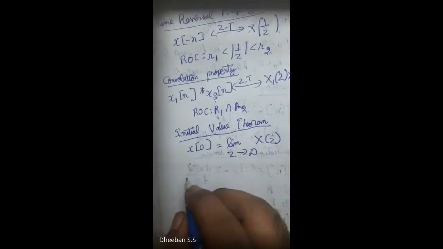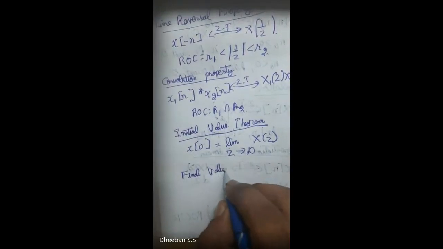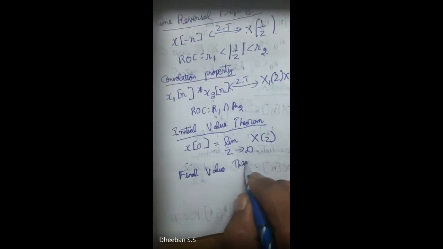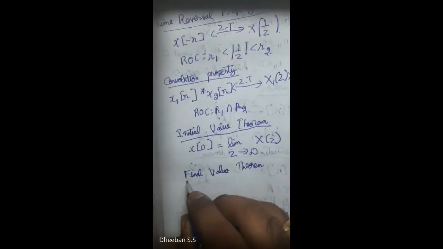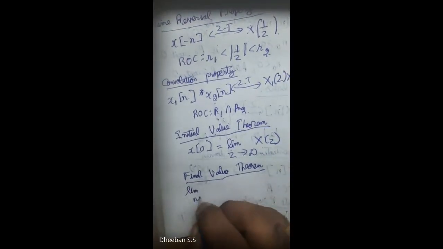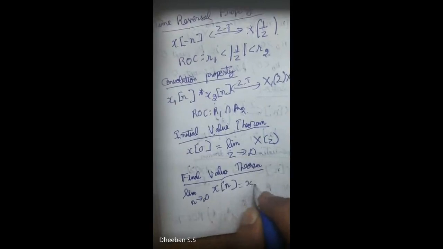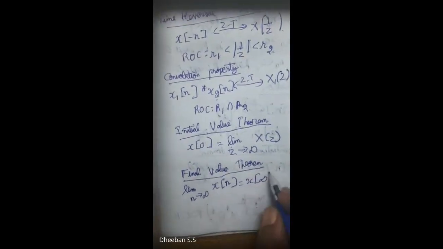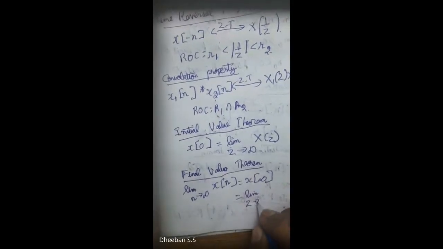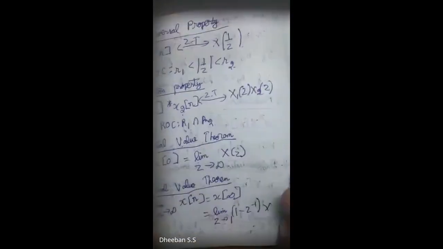Next is the final value theorem. For this final value theorem, the limit as n tends to infinity of x of n equals x of infinity, because infinity is substituted. So what happens? The limit as z tends to 1 of 1 minus z to the power minus 1 times X of z.